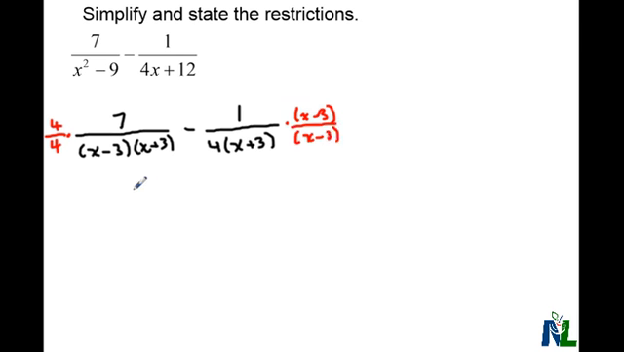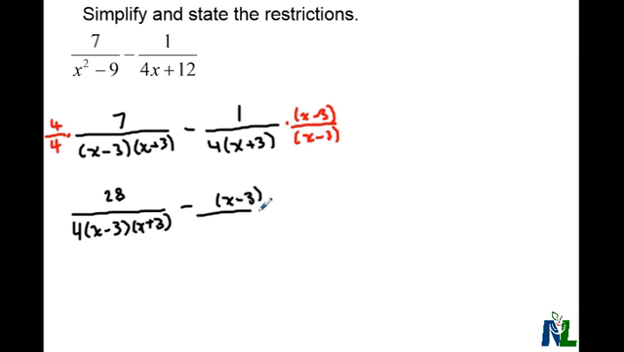So doing that, I've got 4 times 7 is 28. And then I've got that denominator of 4 outside of x minus 3 and x plus 3. And in my second rational expression here, I've got 1 times x minus 3, which is x minus 3. And I get that common denominator of 4 outside of x minus 3 and x plus 3.